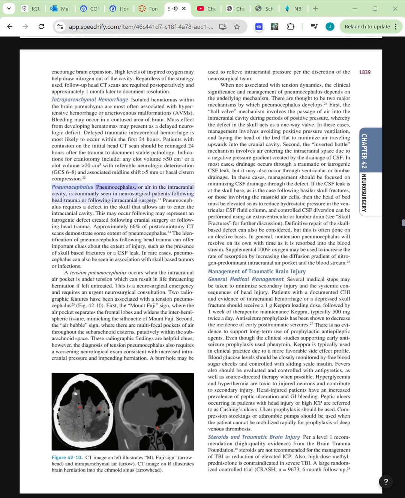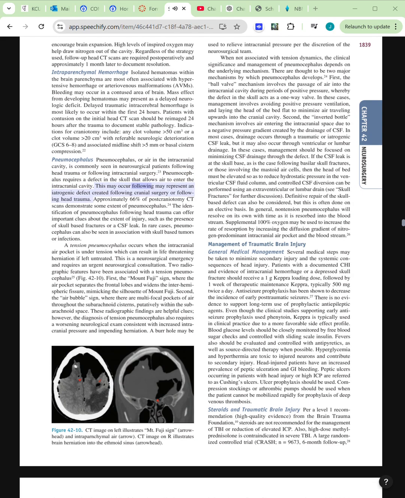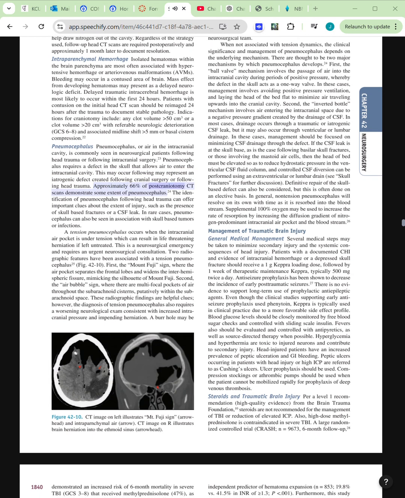Pneumocephalus, or air in the intracranial cavity, is commonly seen in neurosurgical patients following head trauma or following intracranial surgery. Pneumocephalus requires a defect in the skull that allows air to enter the intracranial cavity. This may represent an iatrogenic defect created following cranial surgery or following head trauma. Approximately 66% of post-craniotomy CT scans demonstrate some extent of pneumocephalus.